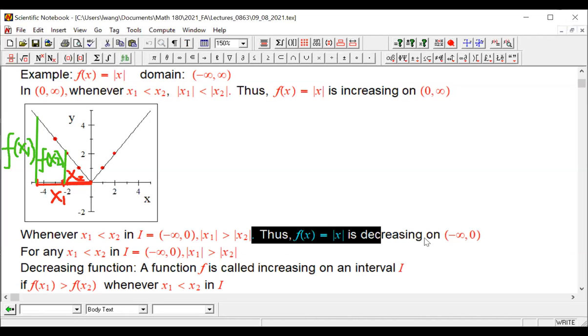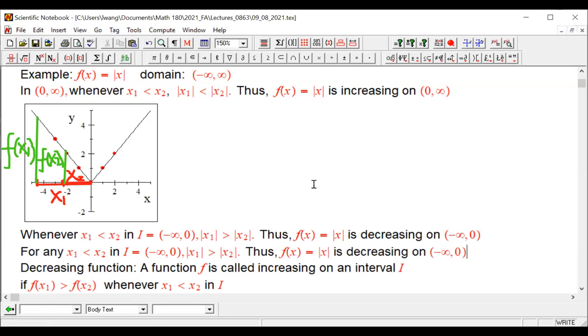So this will be the same wording. Similar wording you can use. So could you please write that down? You guys get the hang of it? We're using this language, right? We're using this language. So whenever is the key.